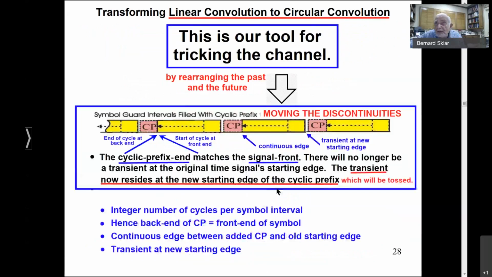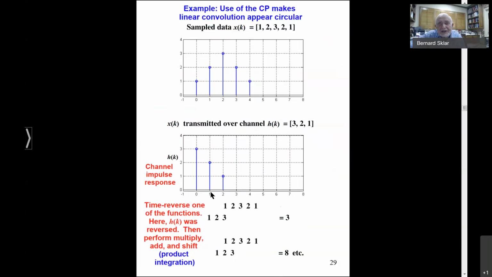This was our tool, and this was the best slide we had to show you last week, how by using that cyclic prefix, by moving that back end where we had a continuous edge right here, we move the discontinuities over here. That was a magical tool. And in fact, an example of tricking the channel, converting linear to circular convolution. Many of these things we covered last week, but I want to show you an example that we didn't cover last week.